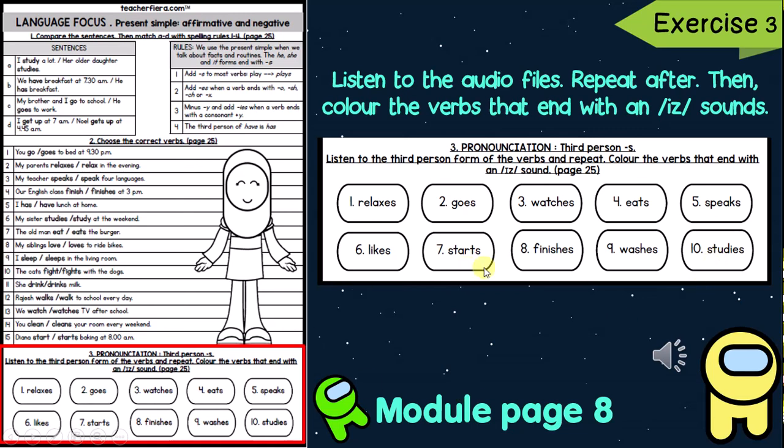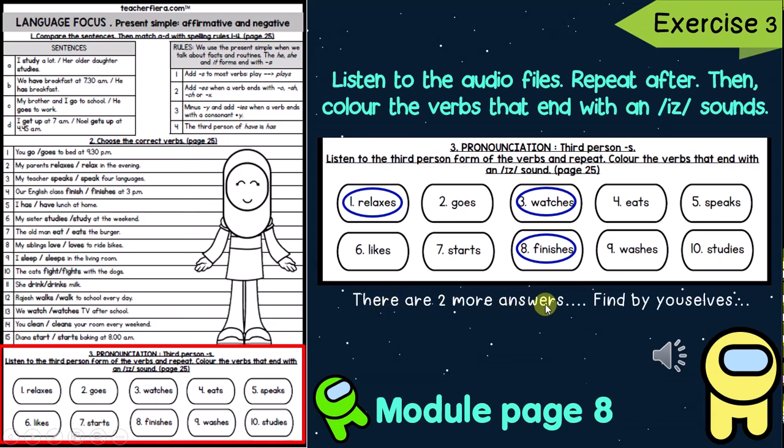Do you get the answer? Dengar tak tadi? Dapat tak jawapan? Alright, kalau tak dengar, you can listen to this audio file again. I will put in the WhatsApp group. Okay, but let me give you some discount. Okay, I will help you with Unit 2. Language Focus. Okay, the first answer is relaxes. Okay, this is the first answer. And then watches. And then finishes. Okay, there are 2 more answers. You find by yourself. Okay, saya cuma bantu 3 je. Ada 2 lagi jawapan. Jawab sendiri.